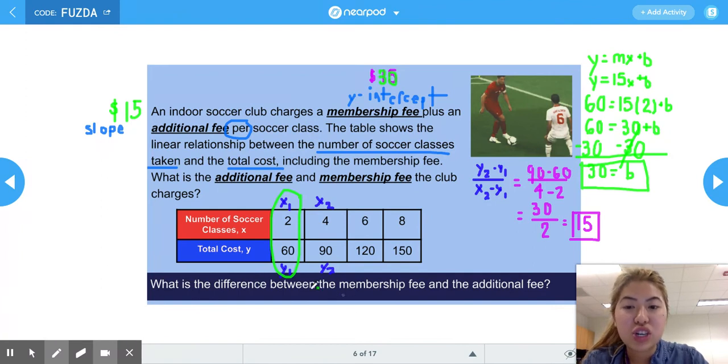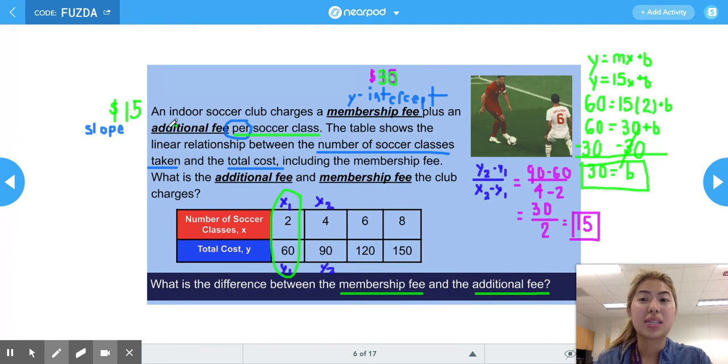So to answer this question at the bottom, what is the difference between the membership fee and the additional fee? The additional fee has to be paid every soccer class. So depending on the number of soccer classes, you have to pay that additional fee. The membership fee is just a one-time fee, and a one-time fee is going to be your y-intercept. So the membership fee is your y-intercept because it's a one-time fee. It's an initial fee. In this case, the additional fee represents your slope because that changes depending on the number of soccer classes you take in this situation.